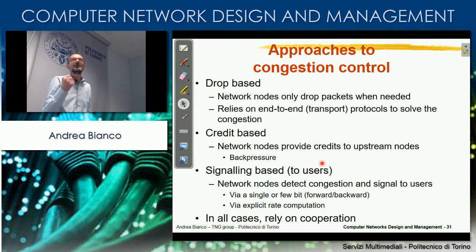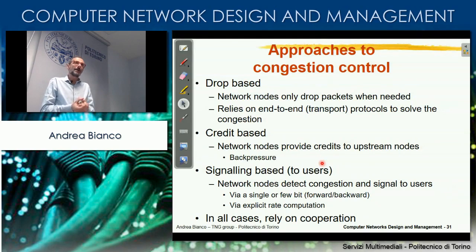You forbid transmission when you have problems, okay? You don't grant transmission. You stop giving grants. And of course, if you do that, after a while, you have to again say, okay, now you can send. It's something similar to what you do in flow control. In flow control, it is the receiver which is sending permission to send to the transmitter to avoid receiver overflow, right? Something similar to that, but for congestion.